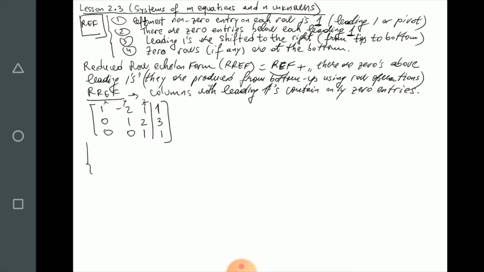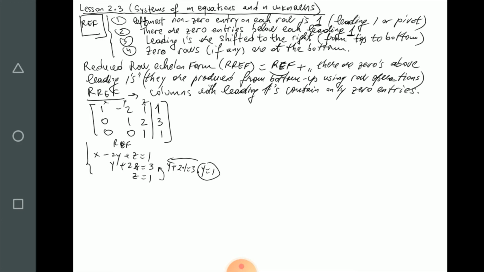If you were to solve the system right now, since this is in row echelon form, rewriting the equations will give you x minus 2y plus z equals 1, y plus 2z equals 3, and then z equals 1. And then you do the back substitution: y plus 2 times 1 equals 3, that gives me y equals 1, 3 minus 2.